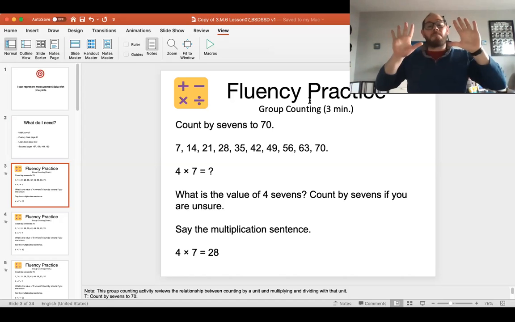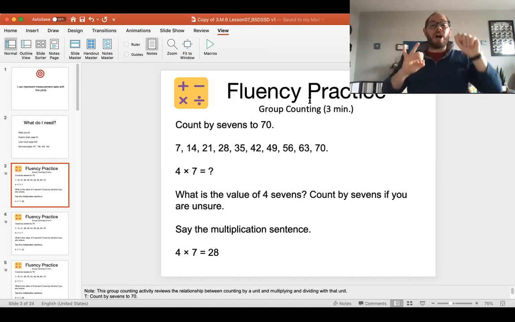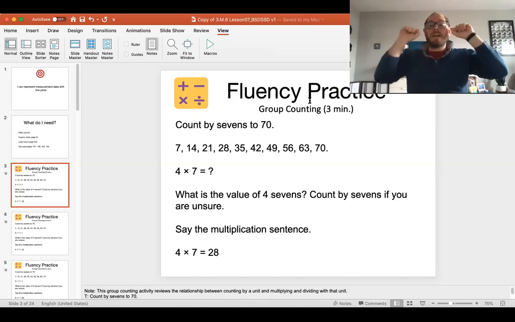All right, let's count backwards, starting at our 70, and we're going to go all the way down to 0. 70, 63, 56, 49, 42, 35, 28, 21, 14, 7, 0.